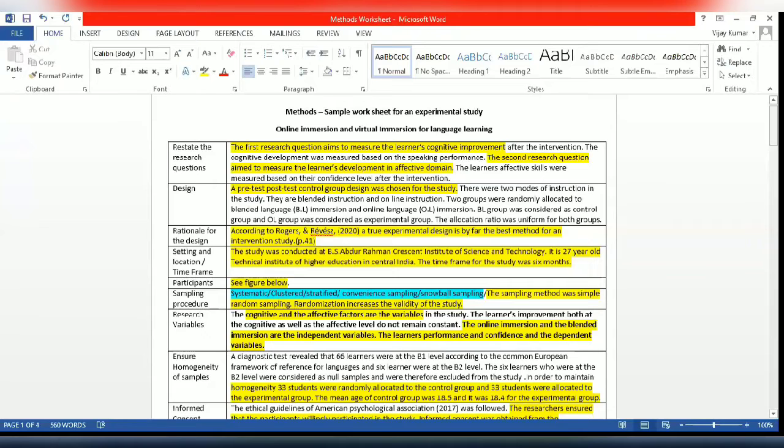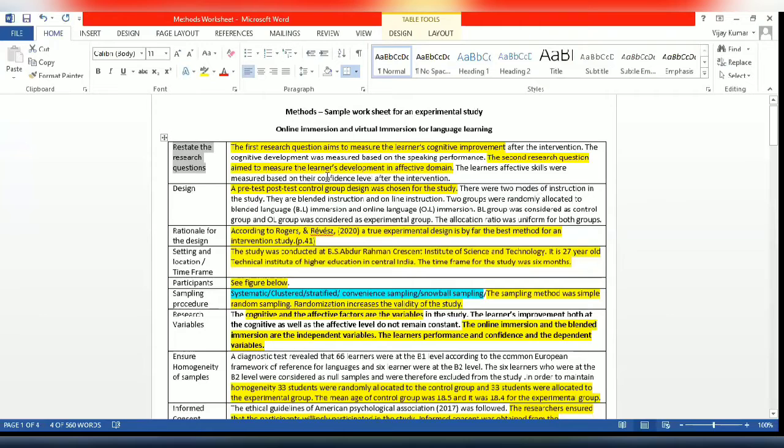See, as I mentioned earlier, in the methodology section, first of all, restate your research questions. Remember, the first thing you need to do is to restate your research questions. See, I have mentioned here, the first research question aims to measure the learner's cognitive improvement. The second research question aims to measure the learner's development in affective domain. So restate what your research questions are; that will provide the context.